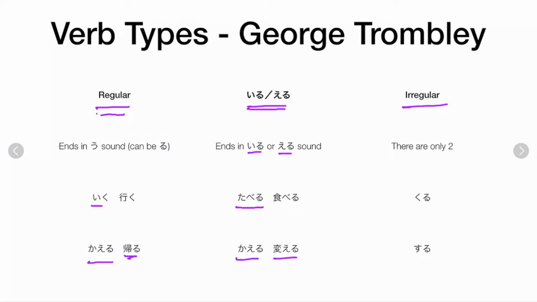And then finally, he calls irregular verbs. There are only two irregular verbs. These are verbs that don't follow the same patterns that the other two do. And they are kuru and suru. And they have special conjugations.